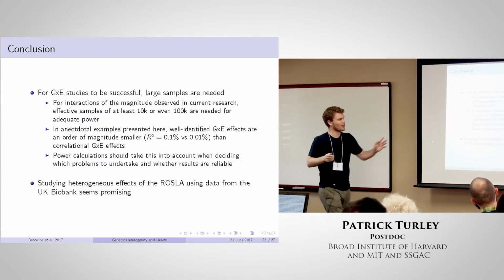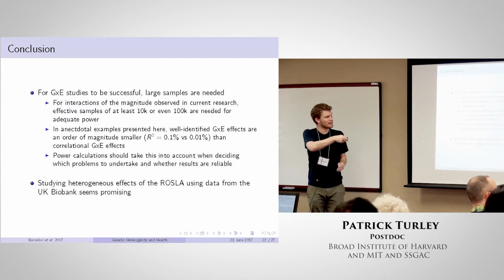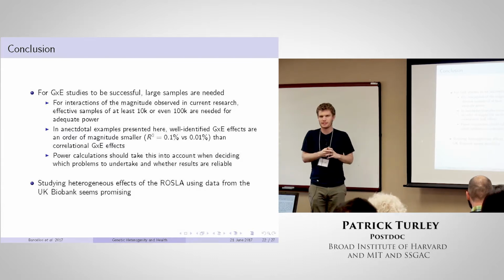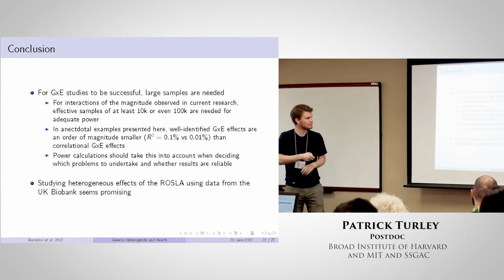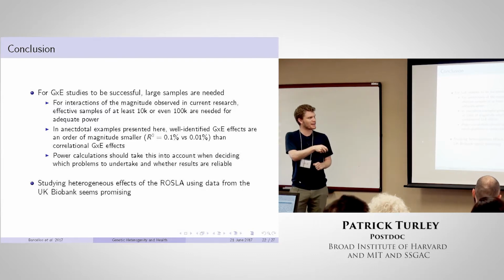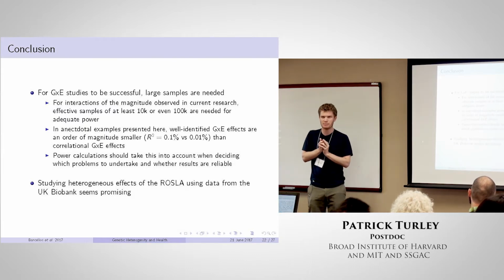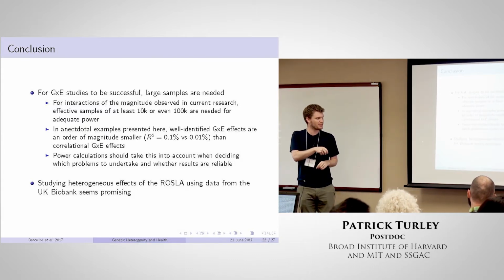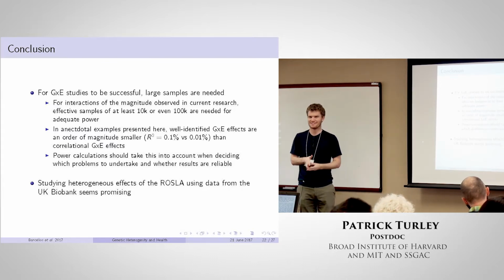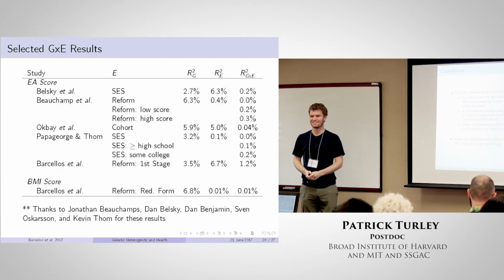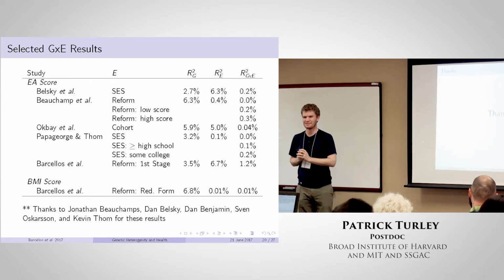So, conclusion, all the things that I just said. For interactions of the magnitude that we're seeing in our data, you'll need these really large samples to do it. So keep this in mind as you're thinking about your own G by E work. In well-identified cases, if you're doing these causal exogenous variations in E, the G by E effects are often an order of magnitude smaller. So that's another thing to keep in mind, and you really need to think about these power calculations in your own work. Power. Great. That's all I have.